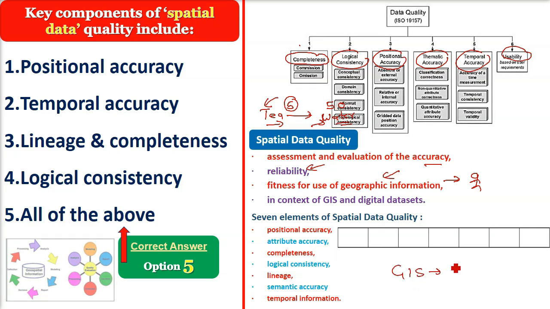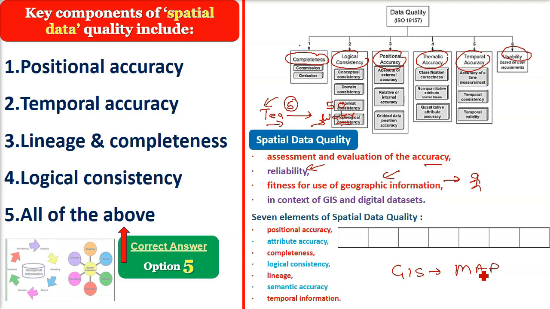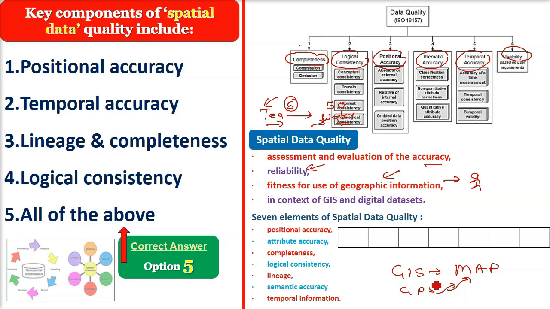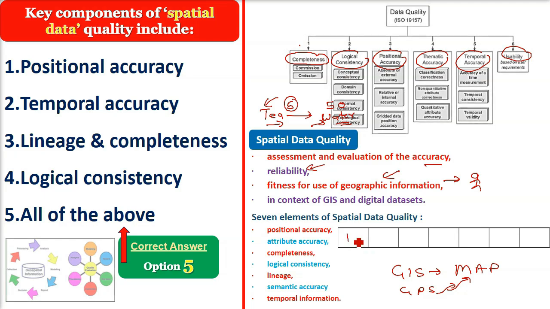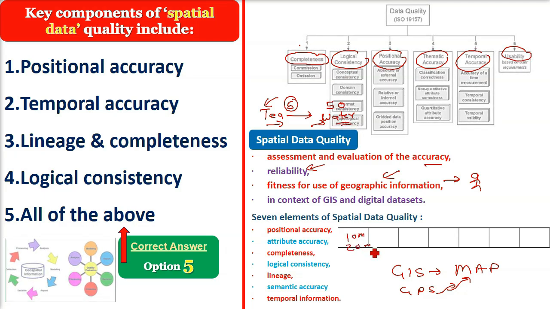So in GIS, we are trying to put a map and we want to add certain GPS coordinates along with this. So these GPS coordinates on a map, what is the positional accuracy? Now you have to tell this GPS data whether it is 10 meter accurate, whether it is 20 meter accurate, and this is the positional accuracy.